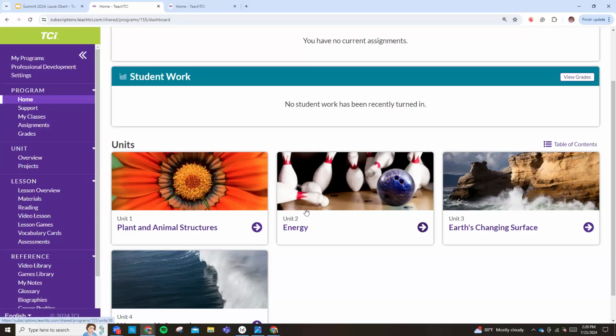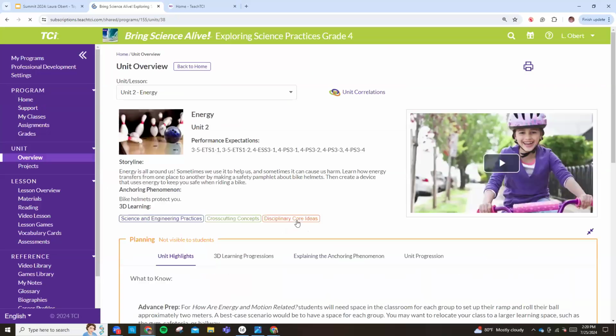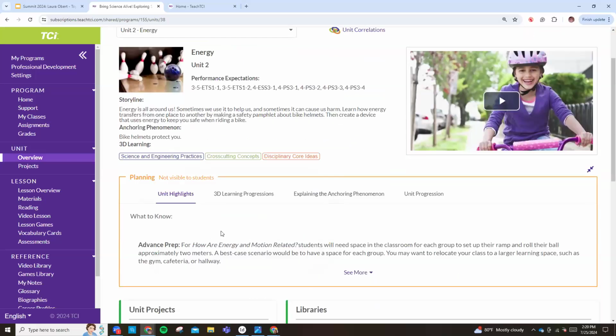I'm in my teacher subscription right now. So if I go into unit 2, we're going to take a look at the energy unit. As I mentioned, if you're teaching Next Gen or something incredibly similar, all of the information that you need to set yourself up for success and to include in your lesson plans is going to be found on this landing page here. I'm at the unit level right now. So it'll let me know any of those performance expectations, which are basically the standards that you're teaching throughout that unit.